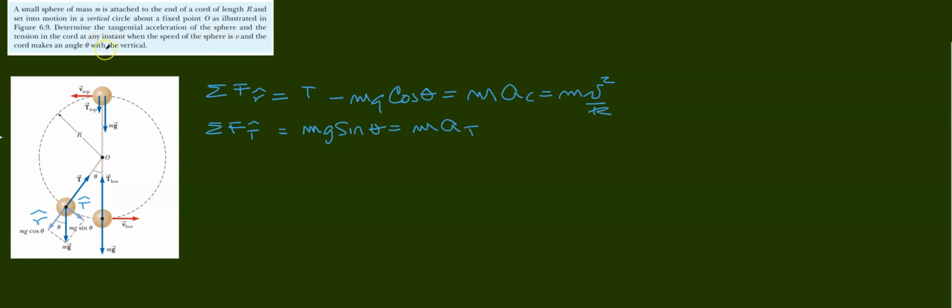As we observe here, the questions are to determine the tangential acceleration, which is this term, and the tension in the cord, which is this term. So we have two equations, two unknowns. We are supposed to express the tension in terms of the speed of the sphere, for all angles theta. If I call these equation 1 and equation 2, from equation 2 we get directly that the mass cancels and the tangential acceleration is g sine theta. That's one of the questions they asked.